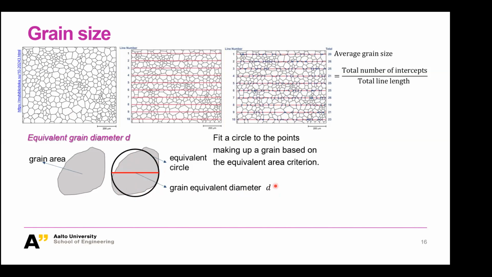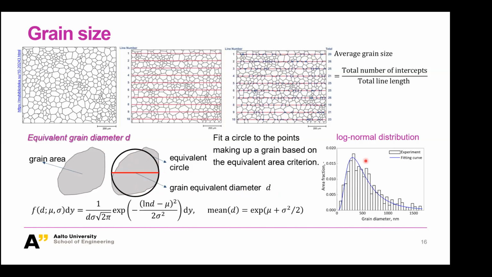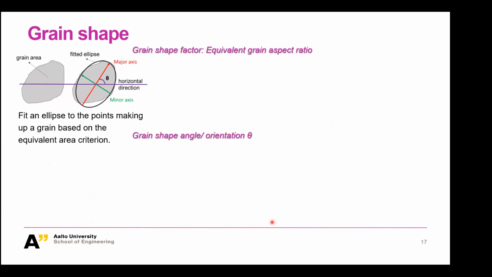This grain size normally follows a log-normal distribution. So we can fit this grain size distribution with the log-normal function, and then we can get the distribution parameters like mu and sigma. Then we can also calculate the mean value according to this function, and this is named the average grain diameter or average grain size. It is similar for the grain shape. Normally we need to fit an ellipse for the grain shape, an equivalent ellipse which also has the equivalent area with your grain.